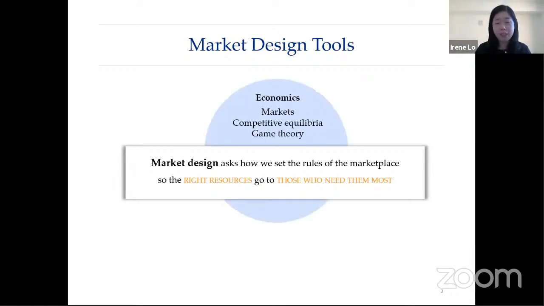Well, first, economics is all about markets, and so we can learn a lot about how to think about markets in general. We can learn a lot about equilibria, which is often where prices in markets come from. We can also learn about game theory and how to think about incentives and how people will react to the rules that we've set up in our marketplace.